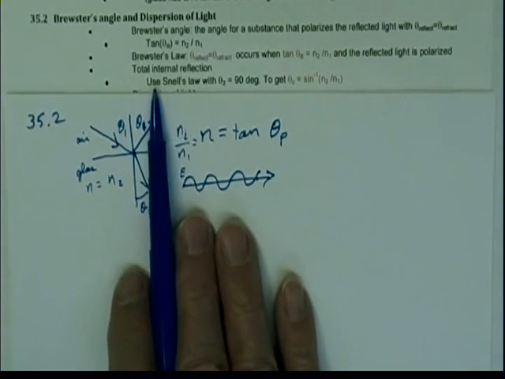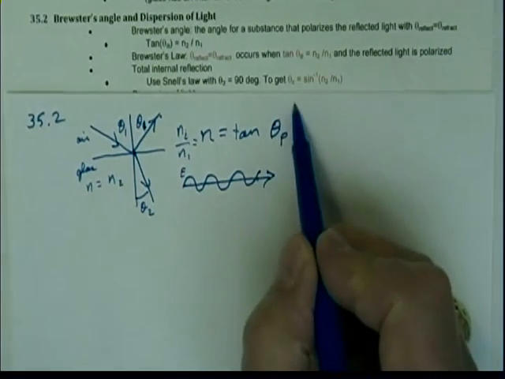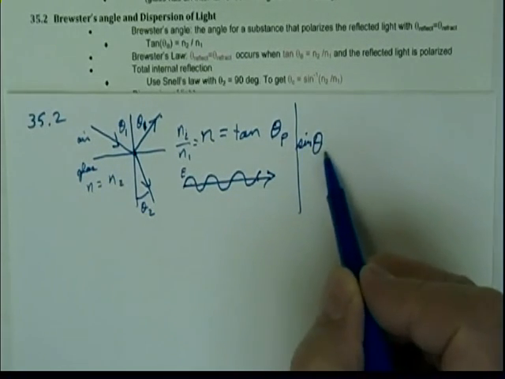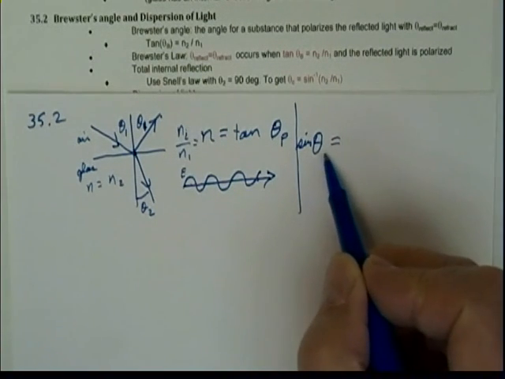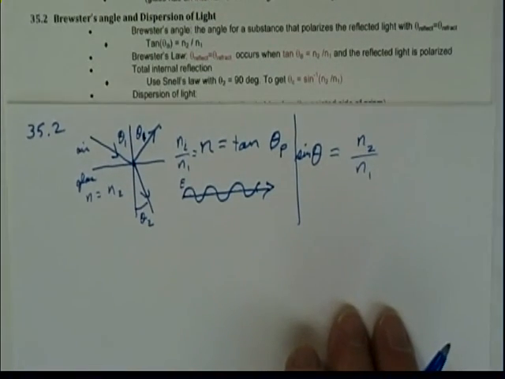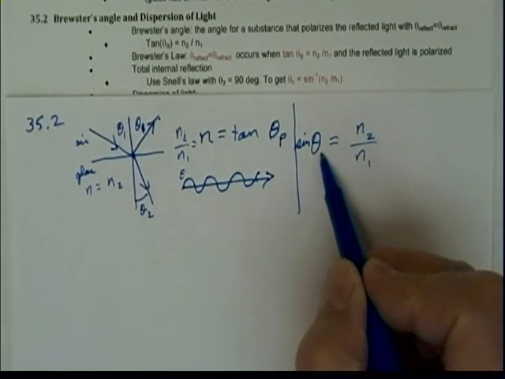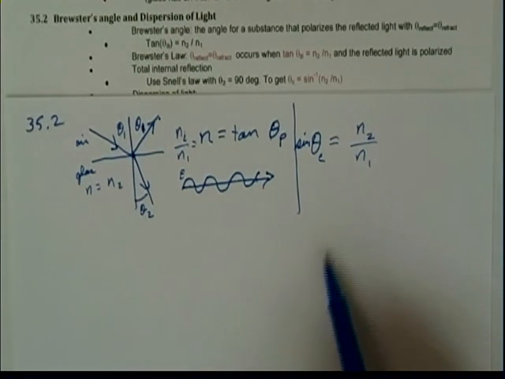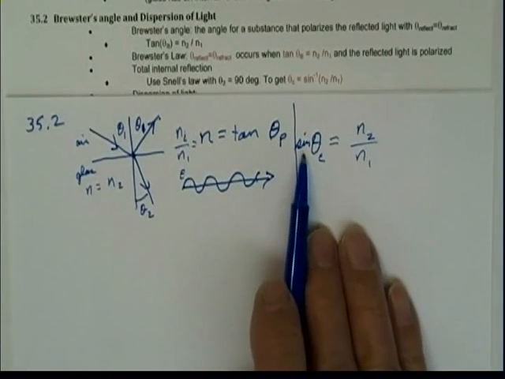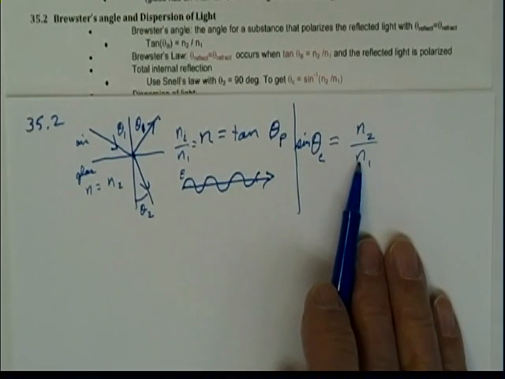Well, in the last section we mentioned total internal reflection. And Snell's law tells us that the sine of the angle of total internal reflection is equal to the ratio of n2 to n1. That gives us the angle for total internal reflection, or what is sometimes called the critical angle. We computed that in the last section, so I'm just reviewing that Snell's law says that the sine of the critical angle is the ratio of the two indices of refraction.